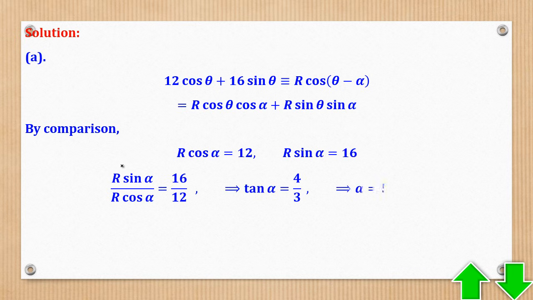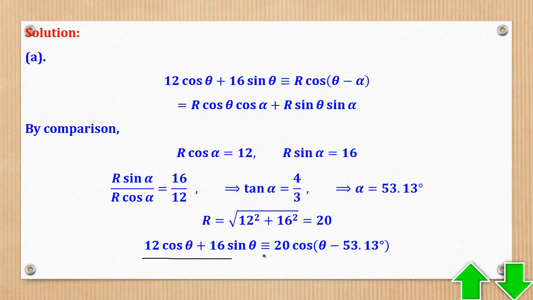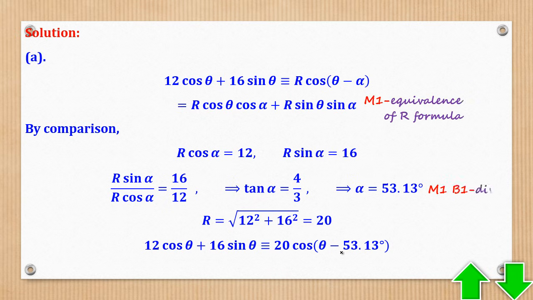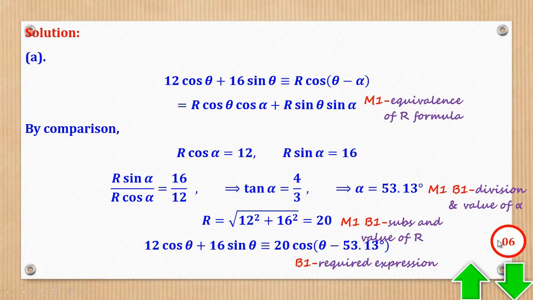Divide the two, I'll be able to cancel the r and remain with alpha. So sine over cos is tan. Therefore, alpha is this. We choose the acute angle. Then using Pythagoras theorem, r will be equal to the square root of 12 squared plus 16 squared, which is 20. Therefore, the given expression will be equivalent to 20 cos in brackets theta minus 53.13. So that was part A.